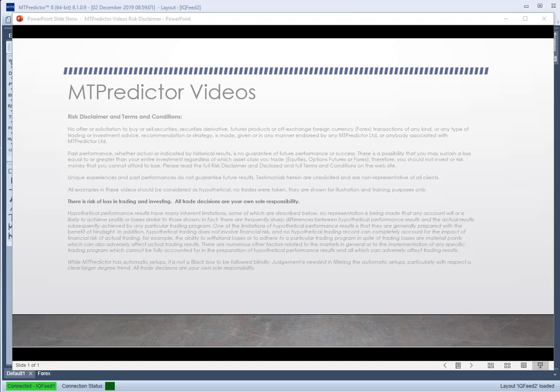In today's MTPredictor video, I'd like to look at trading the US E-minis on the shorter term charts, but this time using the 24-hour chart rather than the day session only chart.